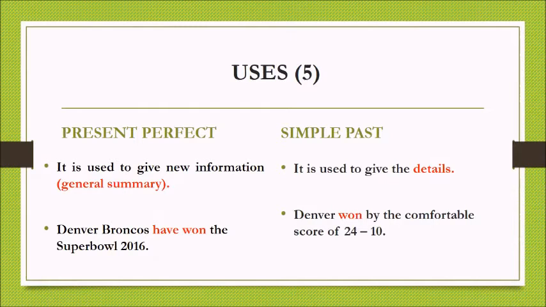Another use for the present perfect is for giving new information. It means it gives a general summary. Denver Broncos have won the Super Bowl 2016. And the simple past is used to give the details. Denver won by the comfortable score of 24-10.